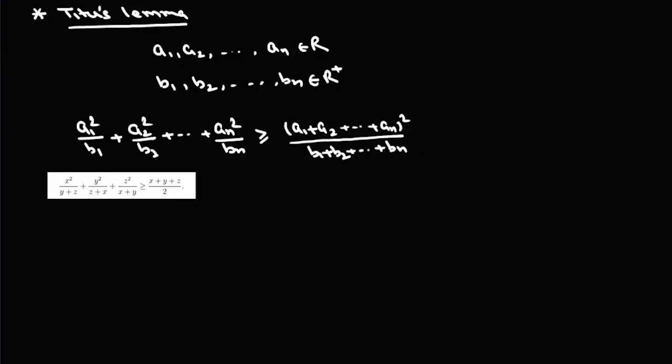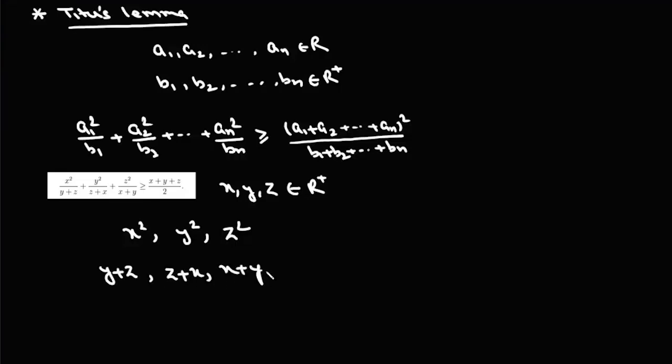Now let us take an example. Here we have to prove that x square upon y plus z plus y square upon z plus x plus z square upon x plus y is greater than or equal to x plus y plus z by 2, where x, y and z are positive real numbers. Now what we'll do is we'll consider a sequence of numbers x square, y square, z square, and a sequence of positive numbers y plus z, z plus x and x plus y.